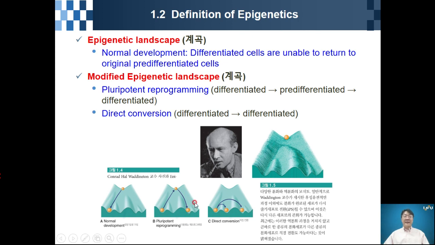Or there is another possibility, which is direct conversion. It means that a differentiated cell can change directly to another differentiated cell. For example, a skin cell can change to a liver cell, or a skin cell can change to a hair cell. We call this direct conversion. It is due to several epigenetic changes. So this is the traditional concept of epigenetics. Nowadays, the epigenetic concept has changed. This is the modified epigenetic landscape.